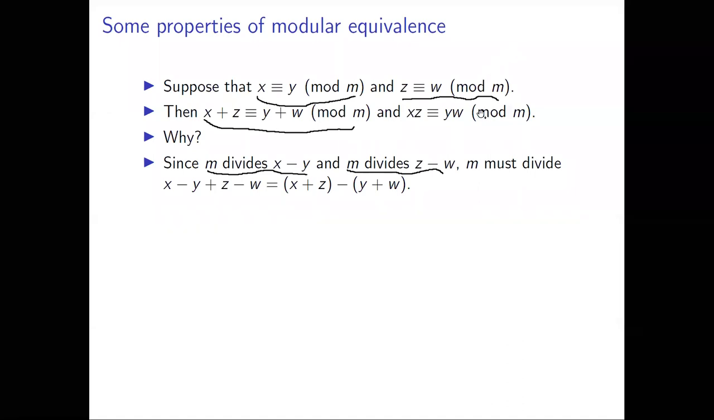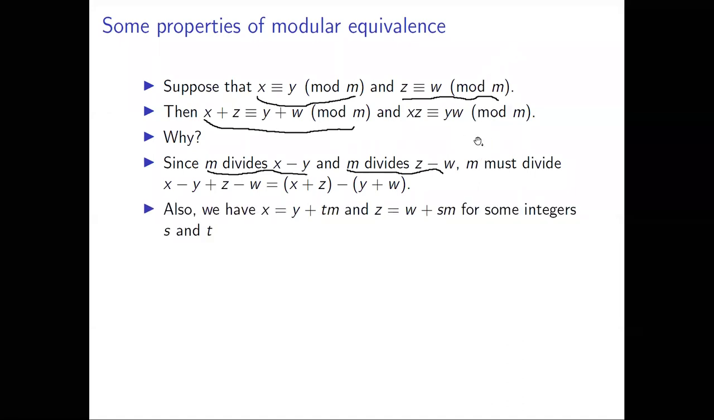And the product one is a little more interesting. So for the product one, we can use the fact that if we have X congruent to Y mod M, then we can say that X equals Y plus TM for some integer T. And similarly, since we have Z congruent to W mod M, we can say that Z equals W plus SM for some integer S. And we're going to use these two ways of writing X and Z to prove this product property right here.